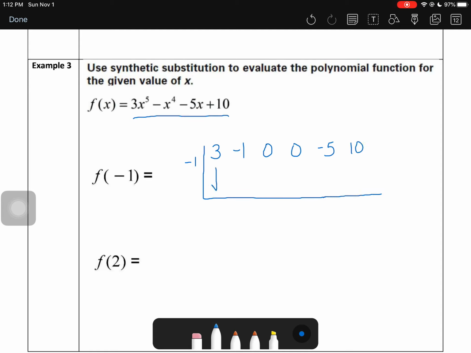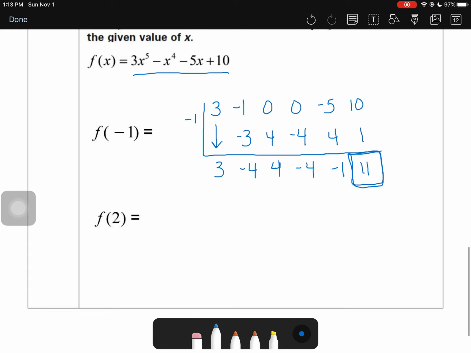We're going to bring down the 3, which is our leading coefficient, then we're going to multiply. We're going to add these together, and then we're going to multiply. We keep repeating this, adding and then multiplying. And when we add them together at the end, this is our answer that we would have gotten if we would have plugged that into our calculator.